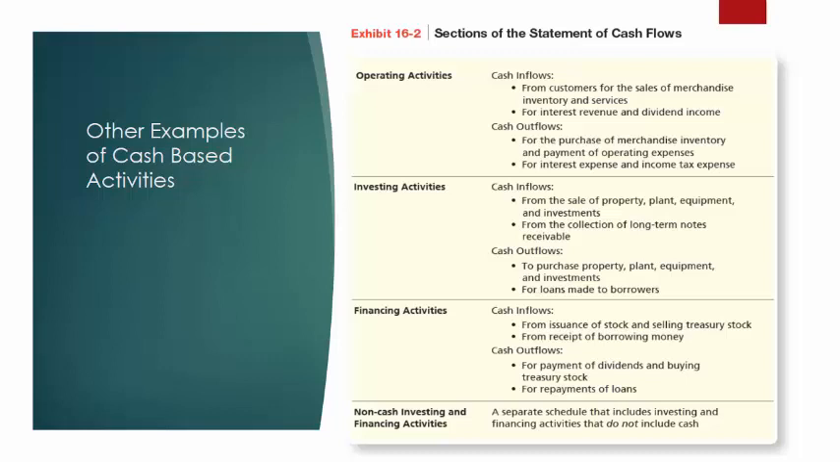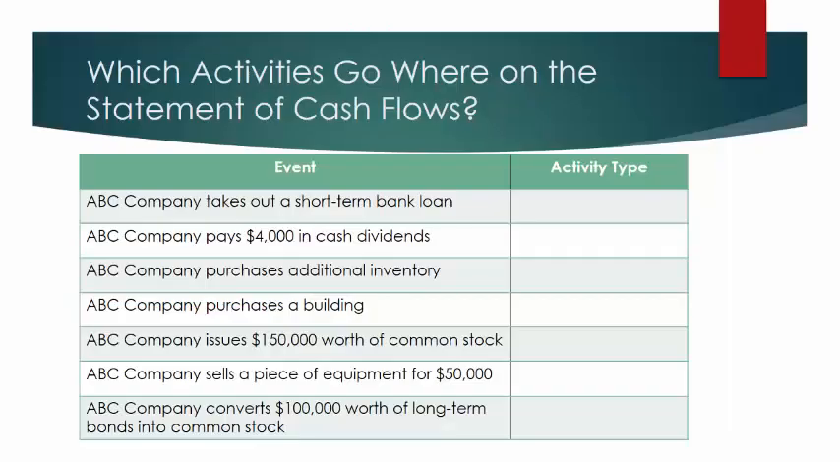And if an item does not have cash involved in it, but it is significant in nature where it's going to make people wonder how they financed that activity, you put it at the bottom of the statement as a non-cash investing and financing activity. So some quick events right here to determine what type it would go in, or what section of the statement of cash flows it should appear in.